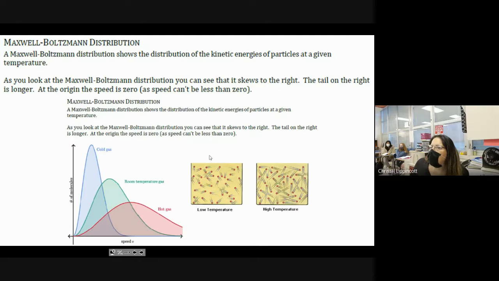Maxwell-Boltzmann, this will be on your test in some form. It always shows up inevitably every year, okay? It's going to show you the distribution of the kinetic energies of the particles at a given temperature. And you can see that it skews to the right. The tail on the right is longer as the origin speed is 0. Speed can't be less than 0. You can't go less than 0.